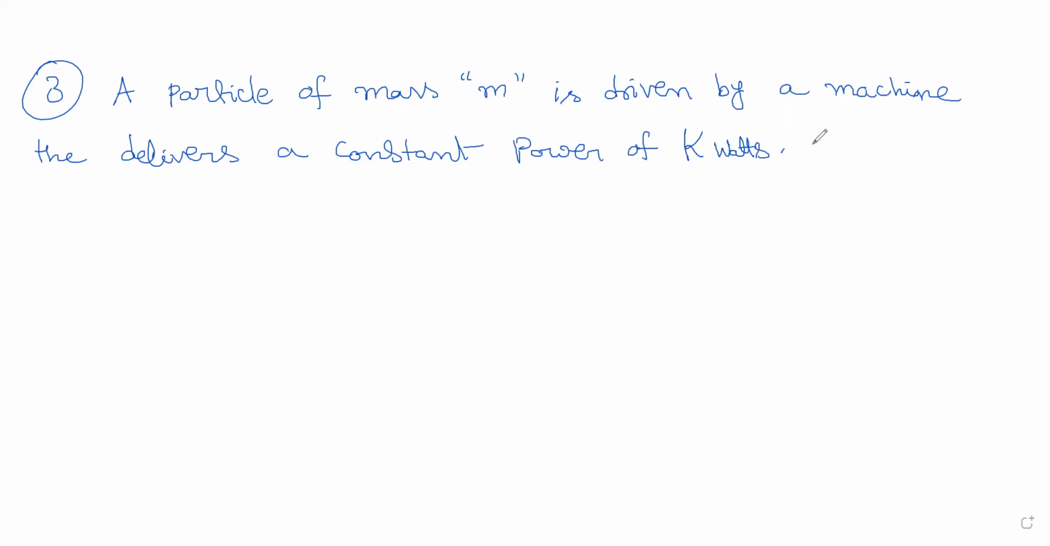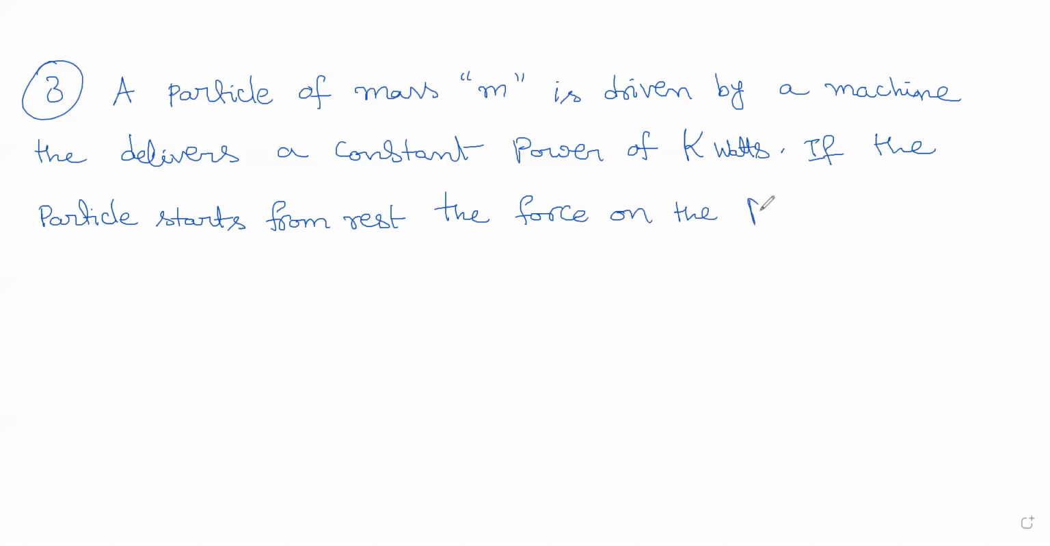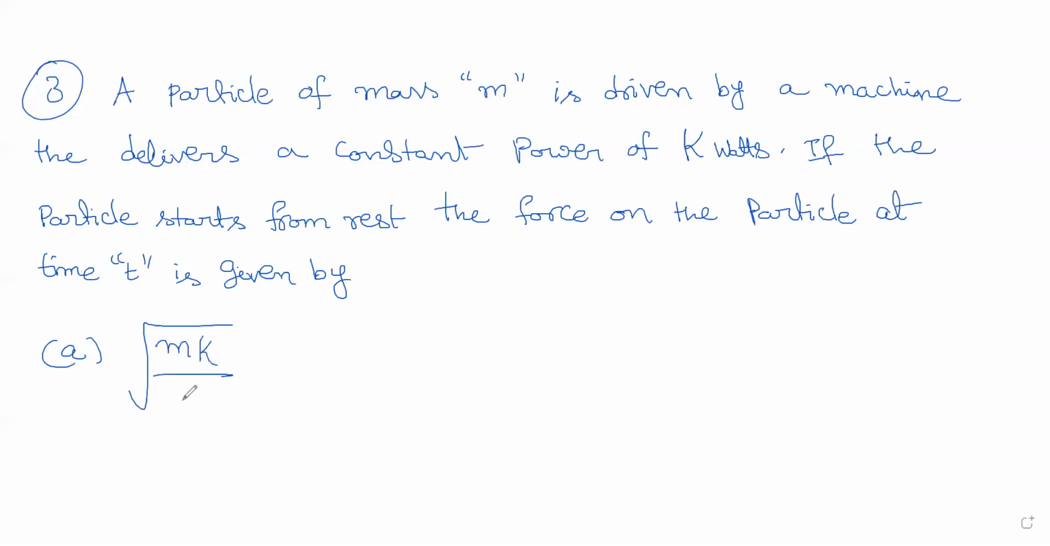If the particle starts from rest, the force on the particle at time t is given by, option A, square root of mk by 2 into t to the power of minus half.